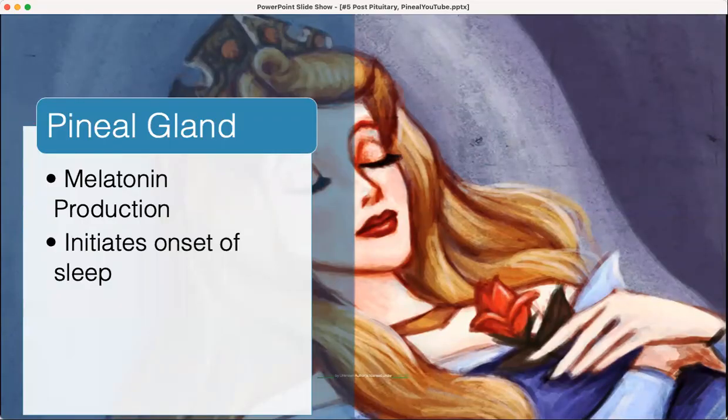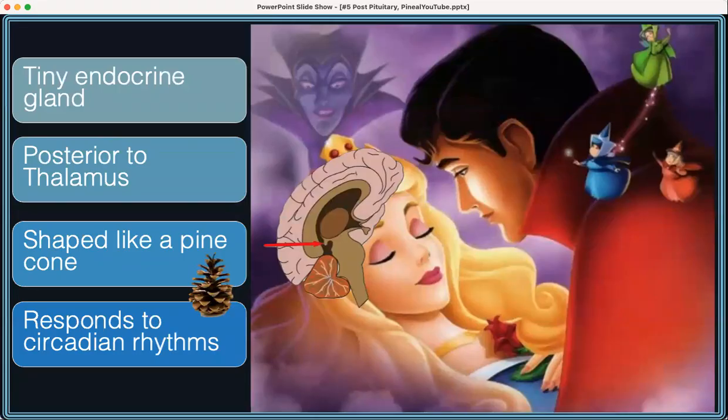So now let's go on to the pineal gland. It's responsible for melatonin production, initiates the onset of sleep. It's a tiny endocrine gland in the back of the brain, still in the mammalian brain, just behind the thalamus. It was named after a pine cone because it's shaped like one. So I insist on calling it the pineal gland, but other people will call it the pineal gland, which is also correct, of course. It responds to your circadian rhythms.